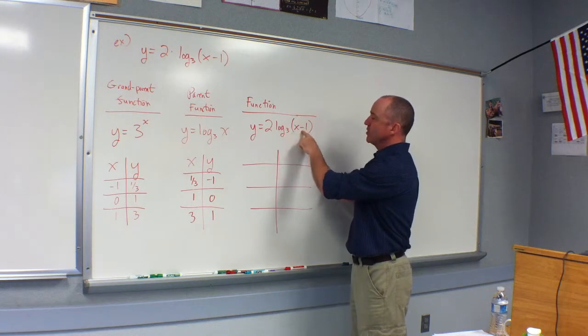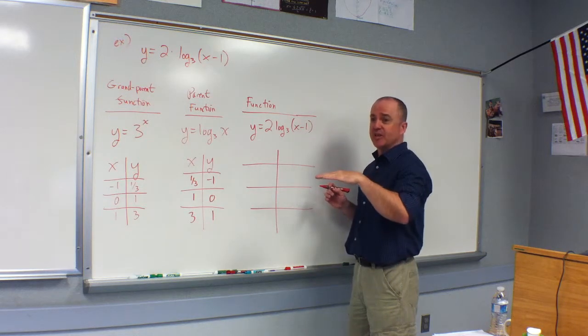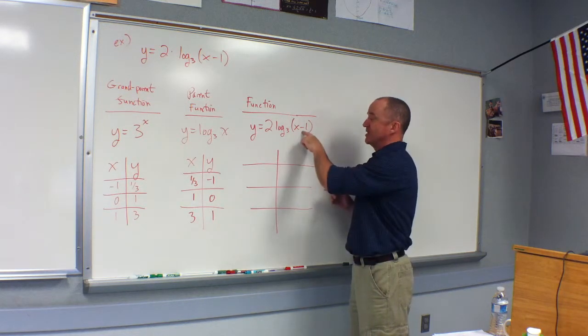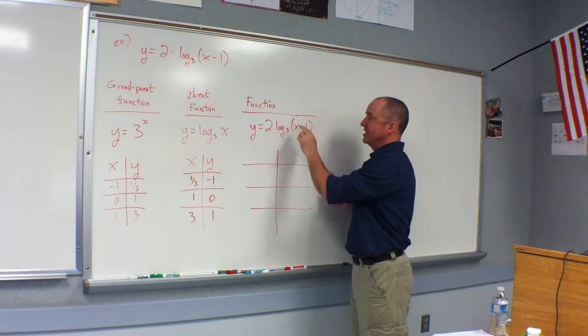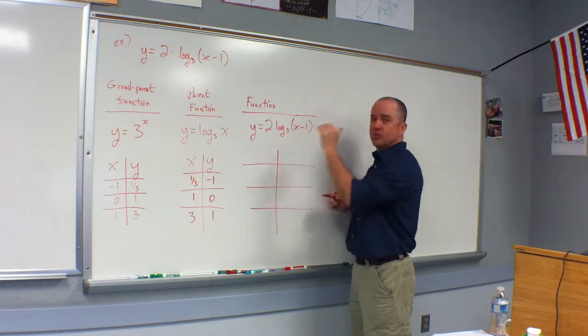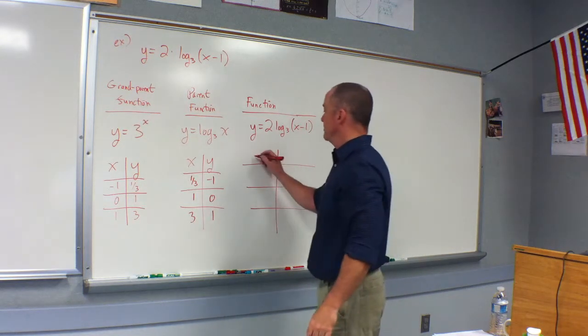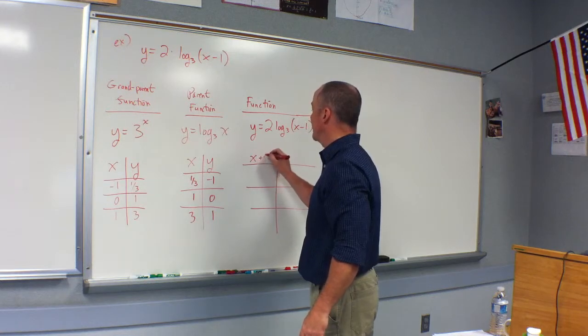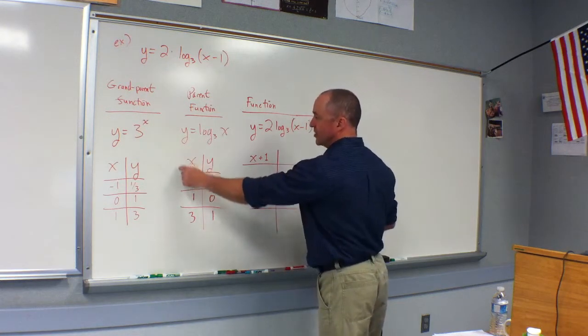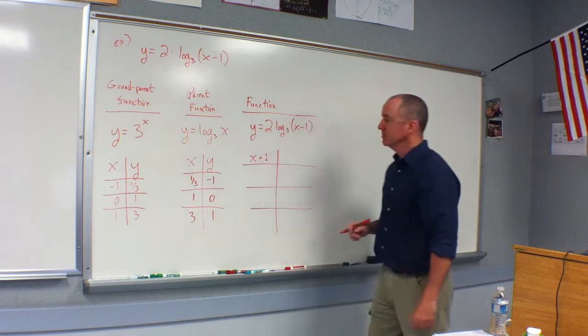So this is inside with the x, which means two things. One, it's sideways, so this is either left or right. And two, it's the opposite. So this is a shift of 1 to the right. What that means is I'm going to add 1 to the parent function's x points.